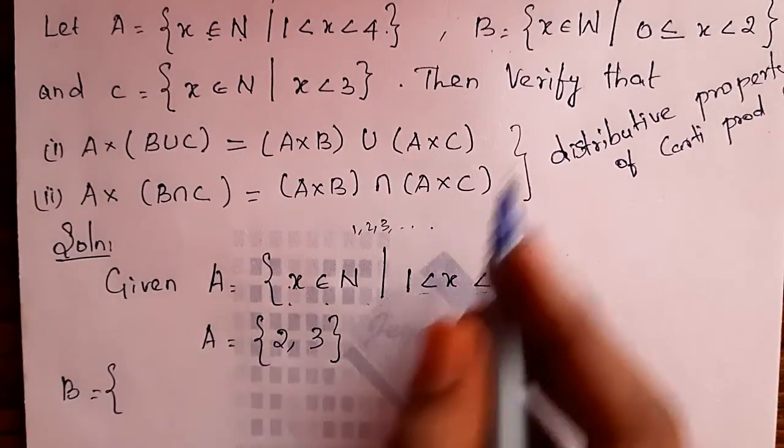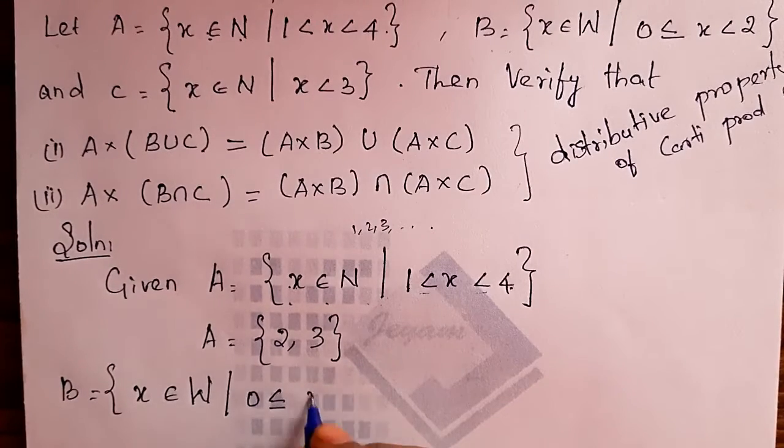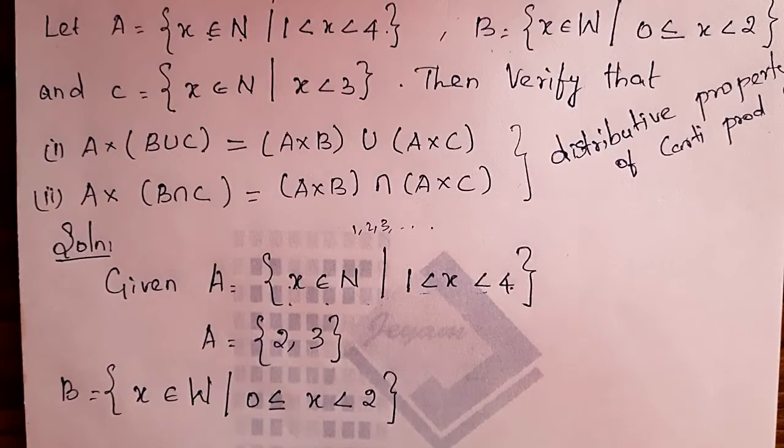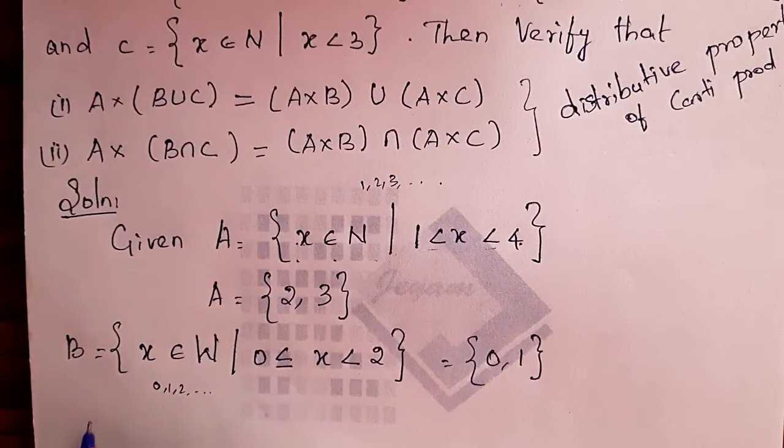B equal to set of all x such that x belongs to W and 0 is less than or equal to x less than 2. Okay. Now they gave x belongs to W. W means whole numbers, starting from 0, 1, 2, 3, etc. Our element x is between 0 and 2. Also we can include 0 because we have the equal to symbol. That is 0, 1. Shall we include 2? No. That's all.